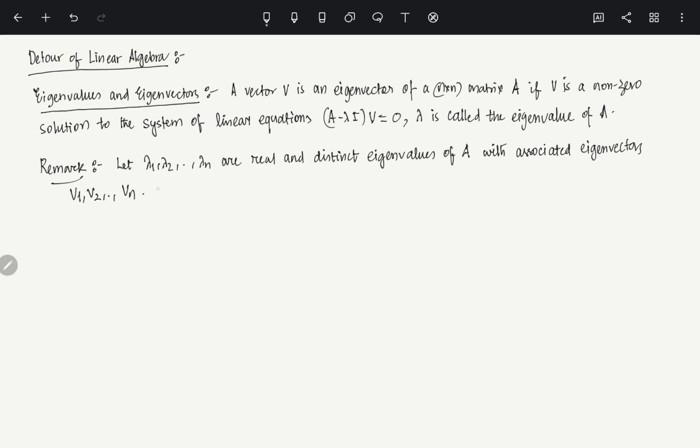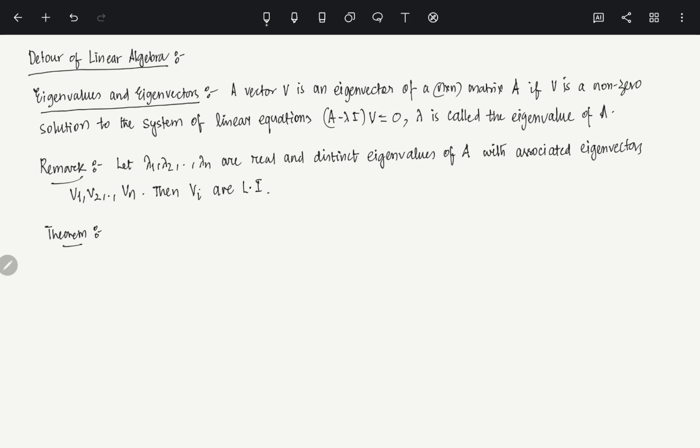Okay, then what is the relation between these vi's? Then the vi's are linearly independent. I am not writing this out, it is linearly independent. Okay, right. So with this we are coming to the important theorem. Okay, so theorem. Try to understand this theorem and you will understand what's happening.